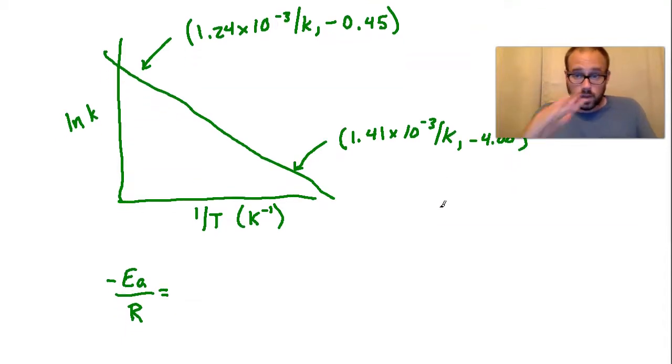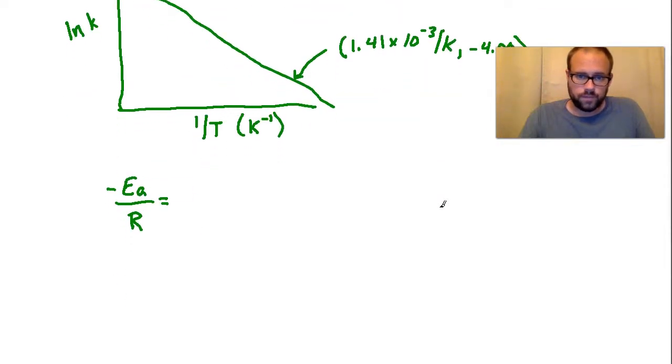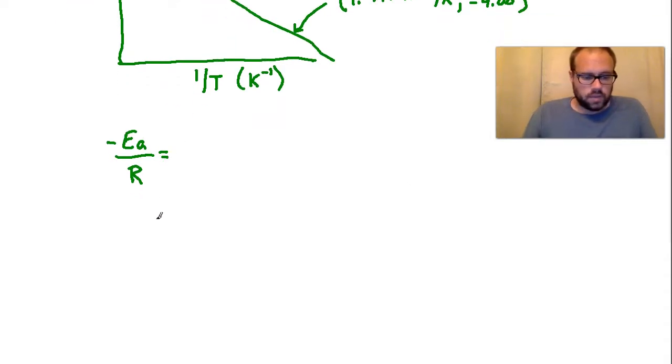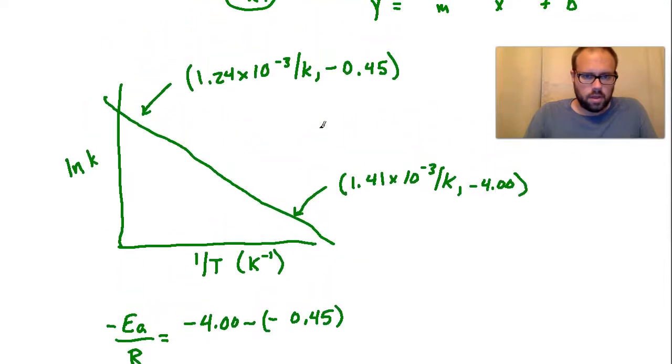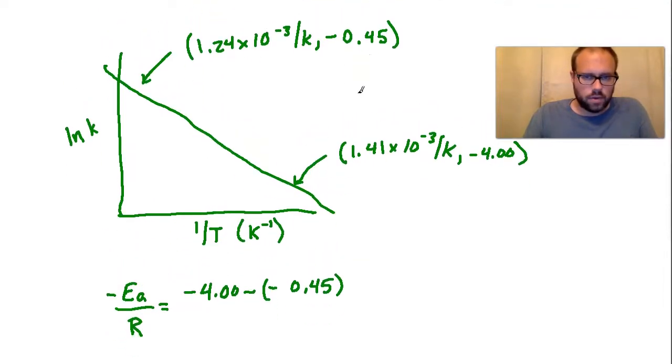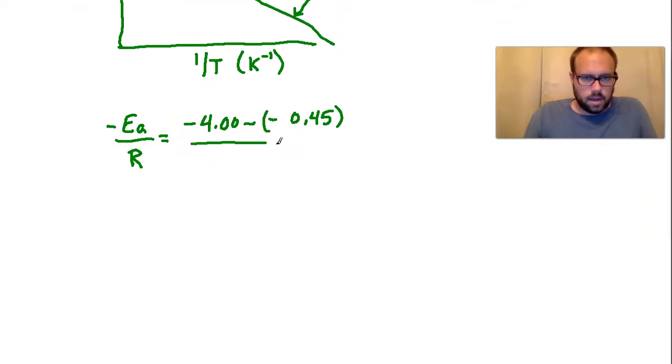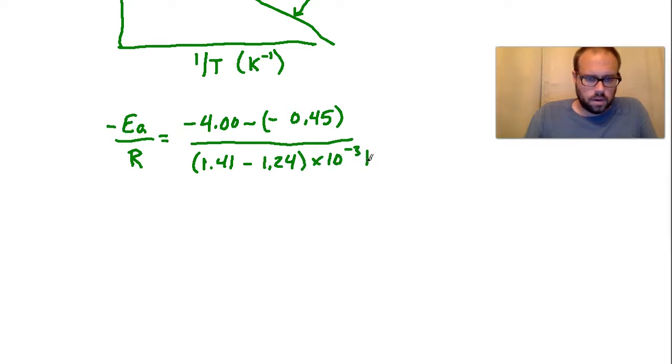So what we're doing here, we graph this out, and then we're picking 2 points on the regression line in order to solve for this. So if I were to plot this out, I would say negative 4 minus a negative 0.45. That came from the values right here. Those are my y values, the ln of k. And then I'm going to put that over the inverse temperature values. So this would be 1.41 minus 1.24 times 10 to the negative third inverse Kelvin.